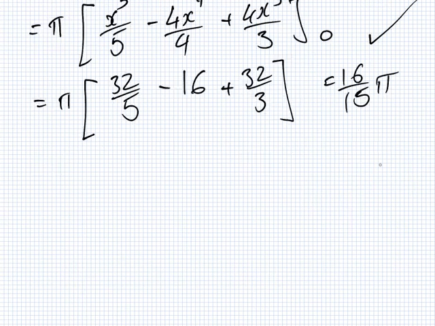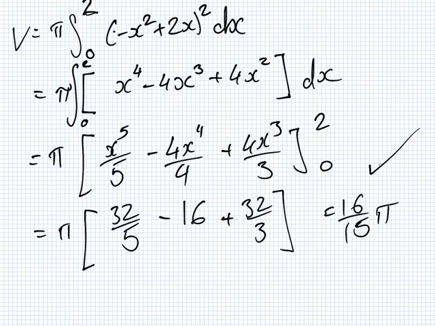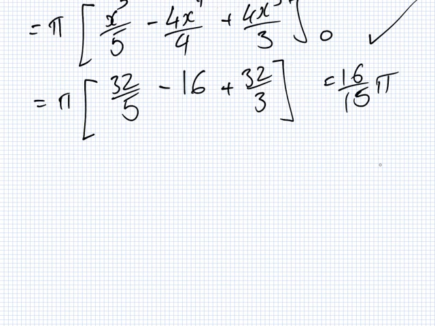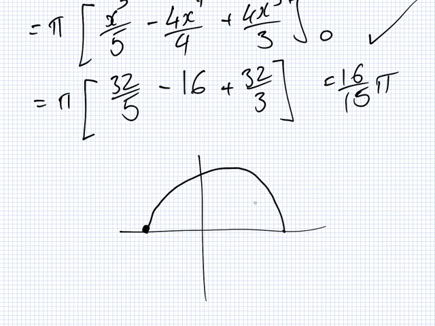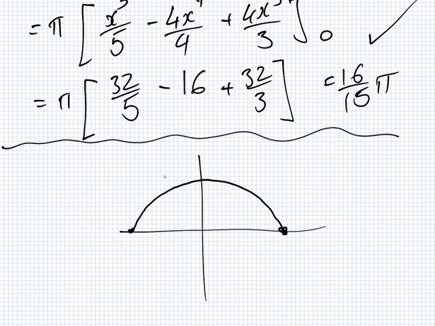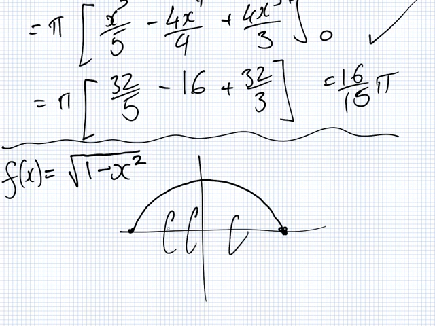Next. Now, let me give you another one. One more to practice. What was the answer? 16 over 15? Yeah. Alright, so try this one for me. It's supposed to be a semicircle. Ah, now you know what a semicircle looks like. Close enough. Right, so here, f(x) equals square root of 1 minus x squared. I rotate this graph and I get a sphere, a perfect sphere of radius, I won't tell you. So give me the volume here.